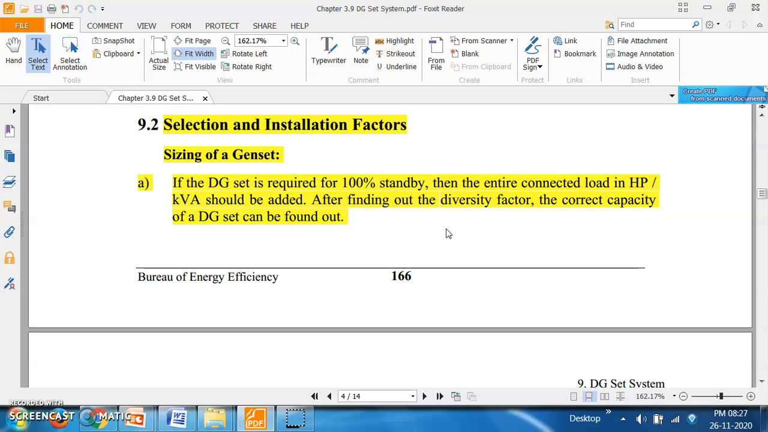For example, if it is 2 fans, 60 watts each, so 120 watts. 2 tube lights, 40 watts each, means 80 watts, and now it is a total of 200 watts. And 2 5 ampere sockets, that is plug sockets, you can add correspondingly 230 into 5 ampere. And similarly, if you add up those VA quantities, you will get a connected load. After finding out the diversity factor, the correct capacity of the DG set can be found out.